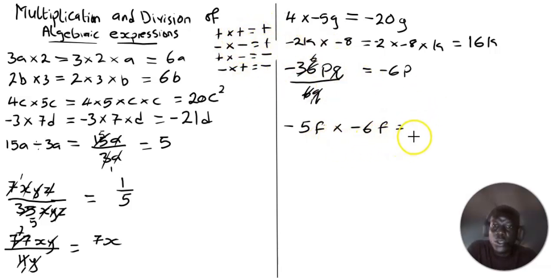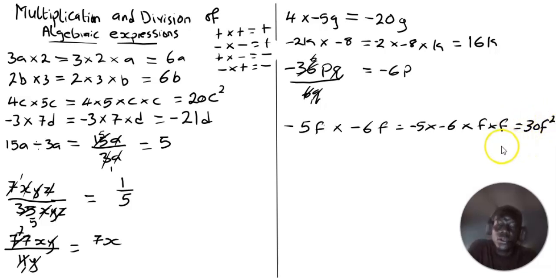5 times 6 will give us 30. So we have minus 5 times minus 6 times f times f. So minus 5 times minus 6 will give us plus 30, 30f. f times f will give us f square. So this is our final answer. So you can try this and drop your answer in the comment section.